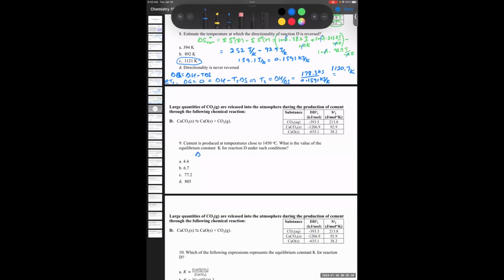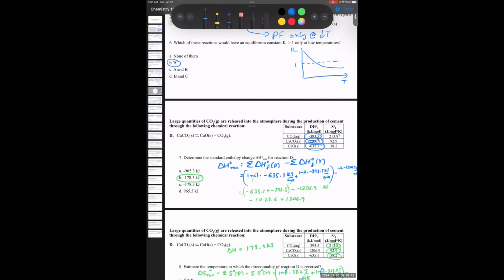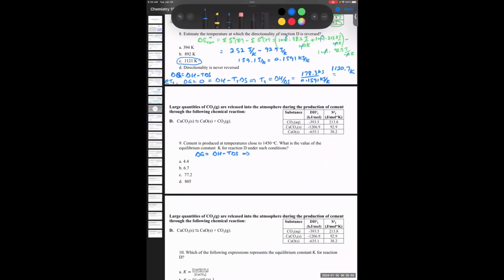So with this equation, delta G is equal to delta H minus T delta S. And then this gives us delta H. We calculated delta H earlier, yeah, delta H was 178.3 kilojoules. 178.3 kilojoules minus temperature, which is in Kelvin though. Okay, this is in Celsius. You need to convert this to Kelvin, so you need to add 273 to this.